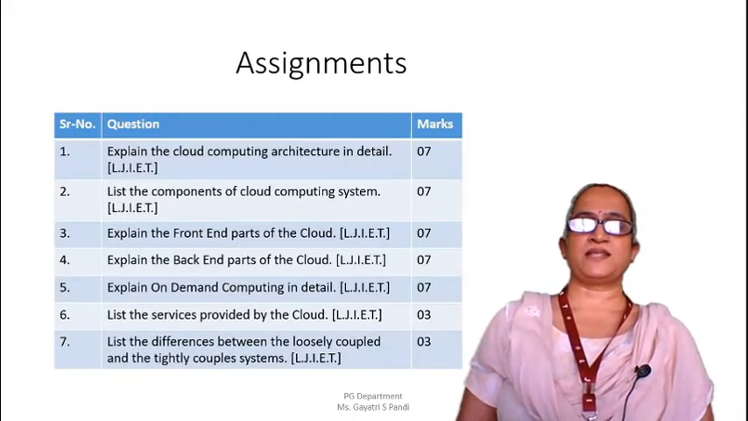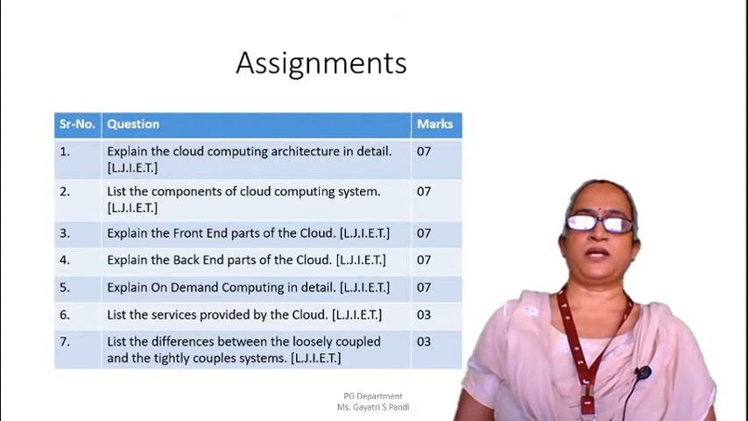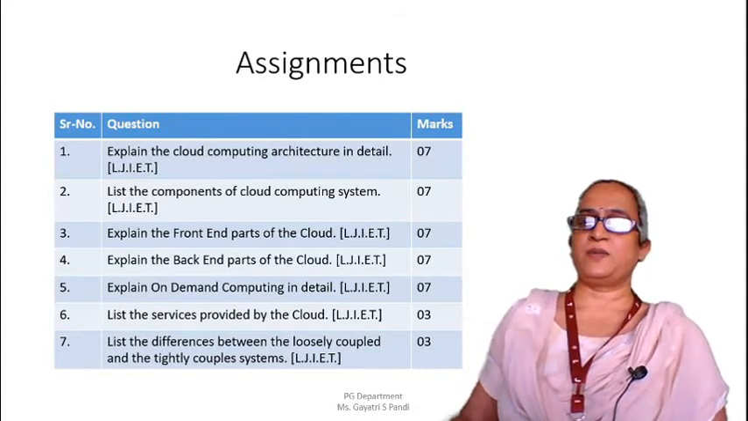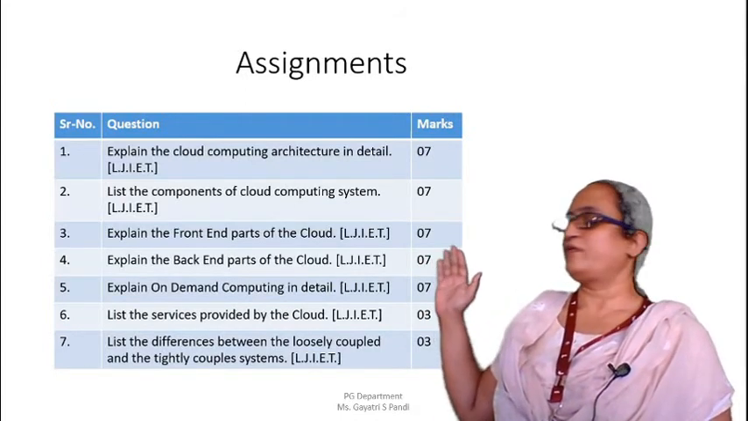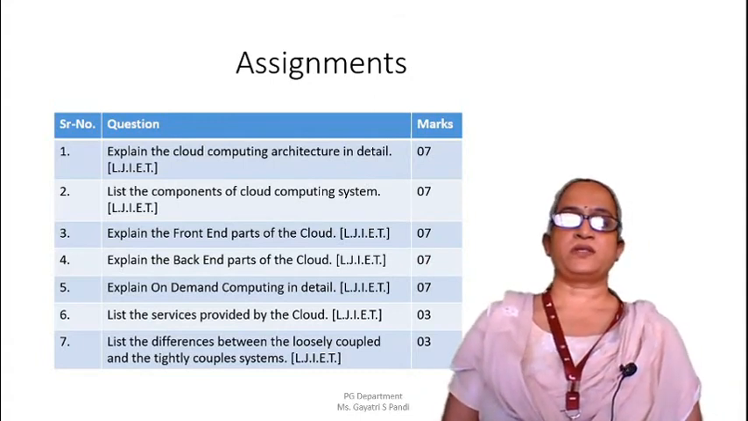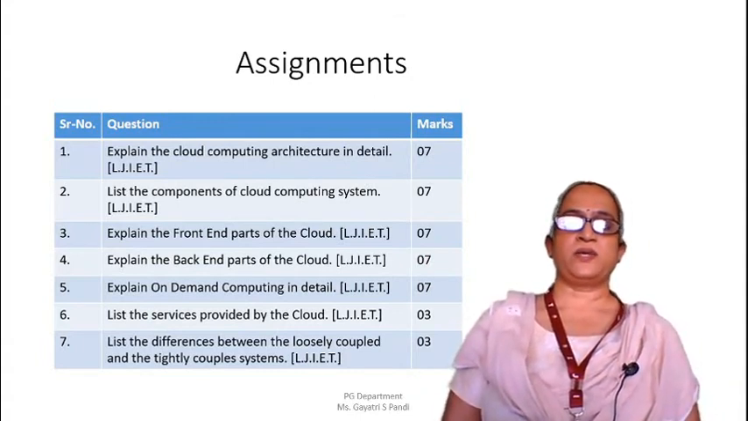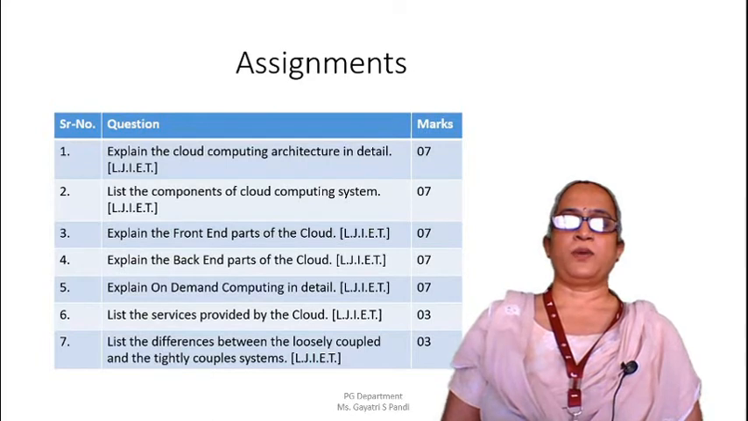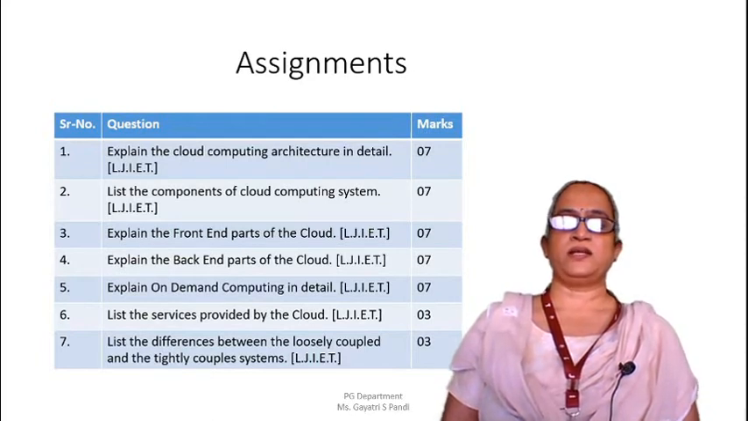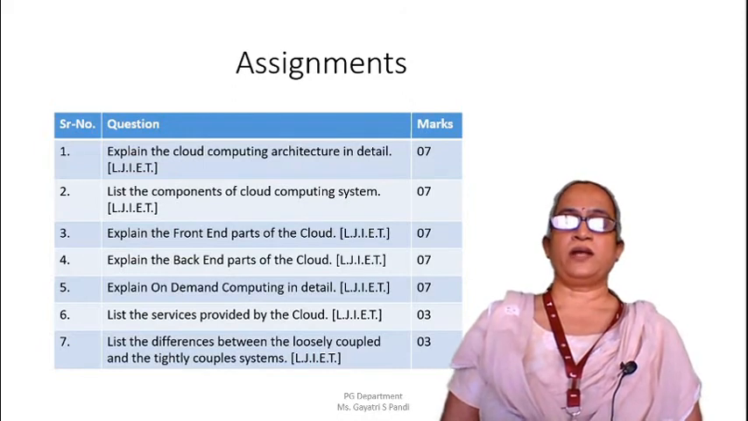So these are some of the assignments for this particular topic, and some of them are 7 marks questions, some of them are 3 marks questions. Of course they are not being asked in the G2 exam, but probably they could be asked. So you can study these questions, and they are all related to the architecture of cloud computing.